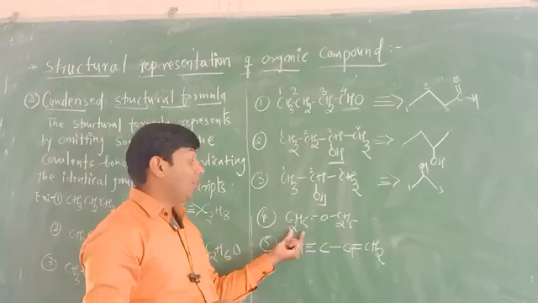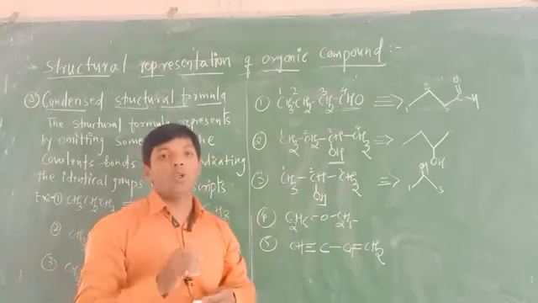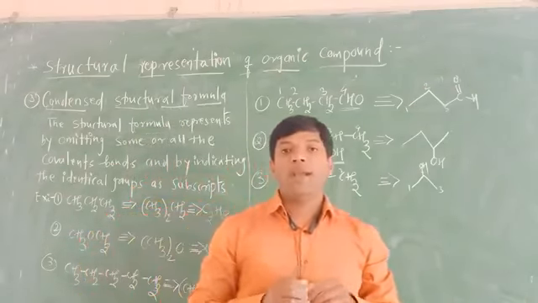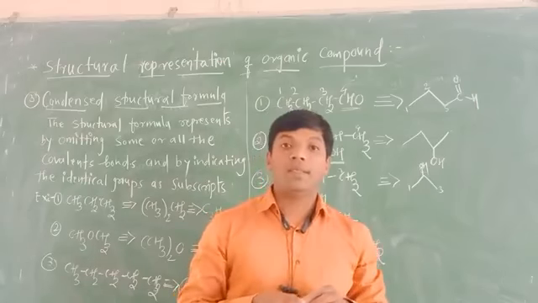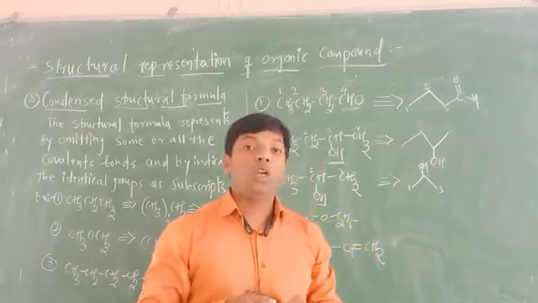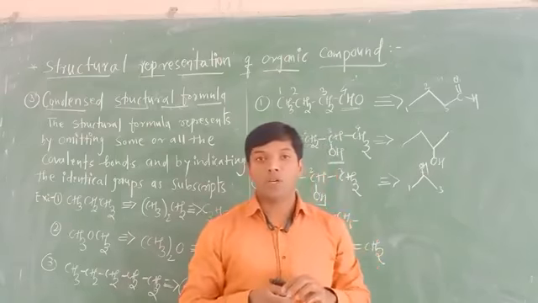Next one: C2H5, O, C2H5. So what is the C2H5 here? That is given in the condensed form. First of all, you have to write it in the structural form. How to split C2H5? Remember, in C2H5 you will find 2 carbon atoms and a total of 5 hydrogen atoms.